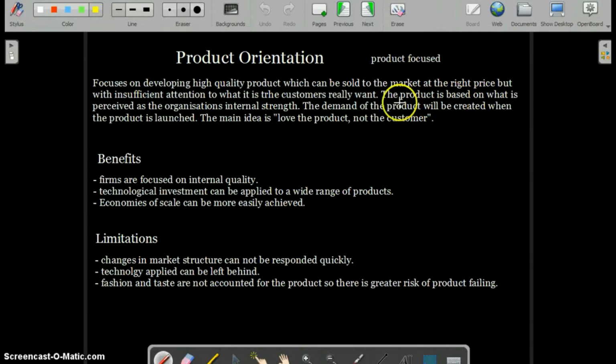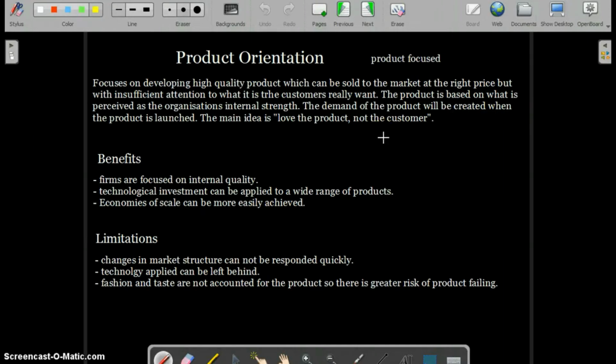The product is based on what is perceived as the organization's internal strength. Whatever you think is right, you have the strength, you have the machinery to produce it, you produce that. The demand of the product will be created when the product is launched. The main idea is love the product, not the customer, as opposed to the market orientation, where it was love the customer, not the product.